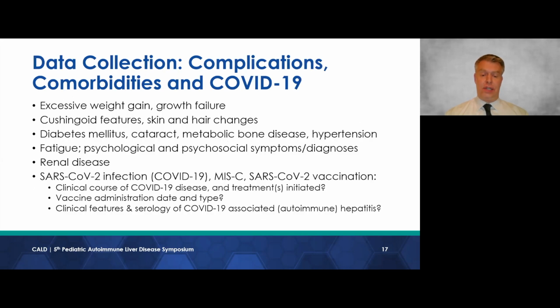And this slide just lists the most important complications, side effects, and secondary diseases that we will be recording. You're all quite familiar with these. And again, for COVID-19, we will look at the infection itself, as well as the vaccines, and if and how those might correlate with autoimmune liver disease.